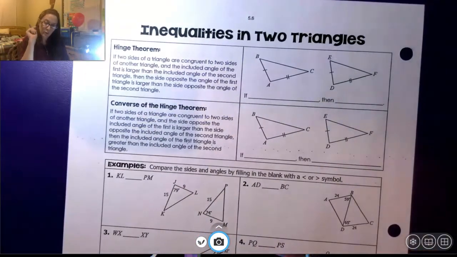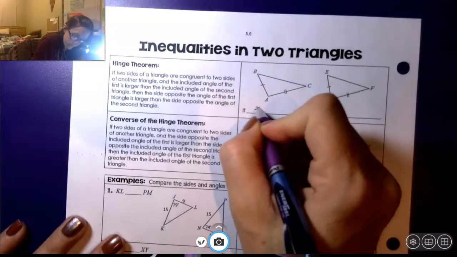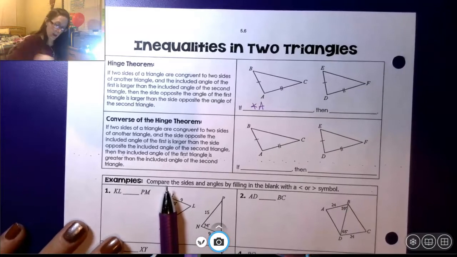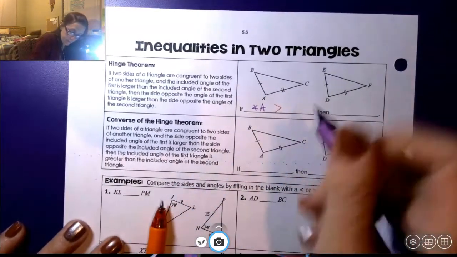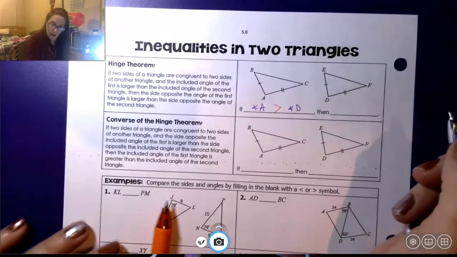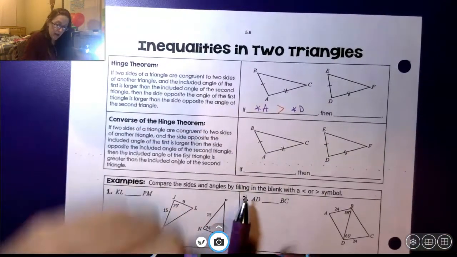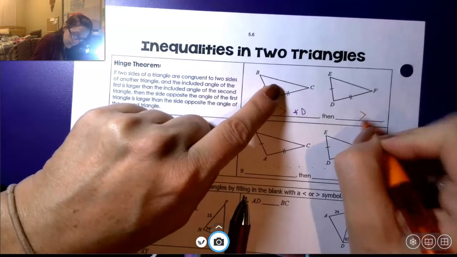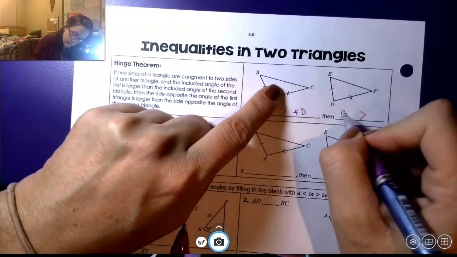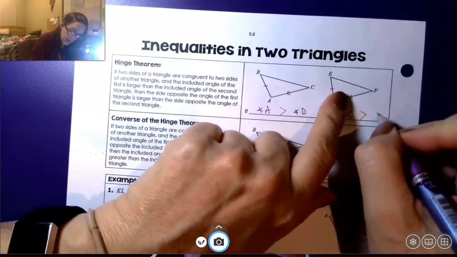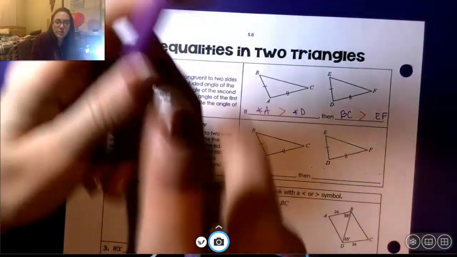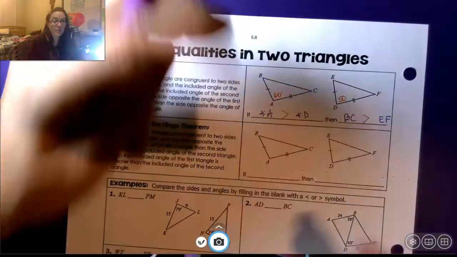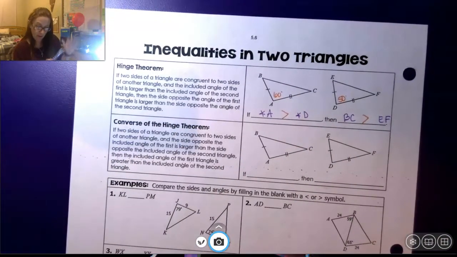Now the hinge theorem says, well, what if angle A is greater than angle D? Well, if A is going to be bigger than D, that means that BC, the side across from it, is going to be greater than EF. So greater means, like, let's say this one over here is 60 degrees and this one over here is 50 degrees. That's bigger. So it's going to give you a bigger side from across the way.